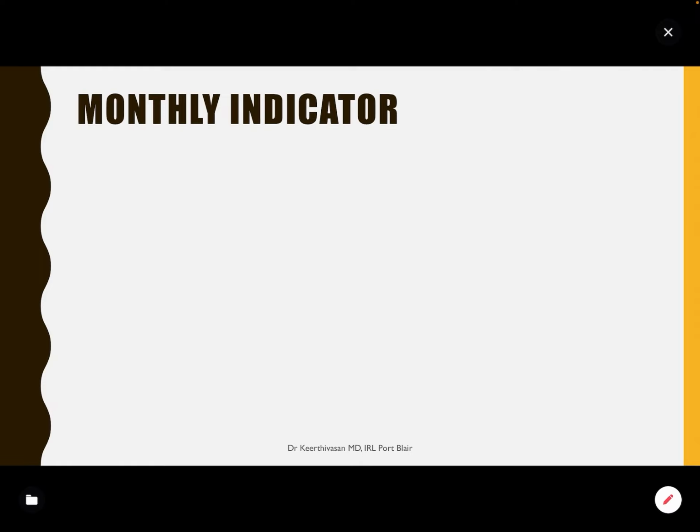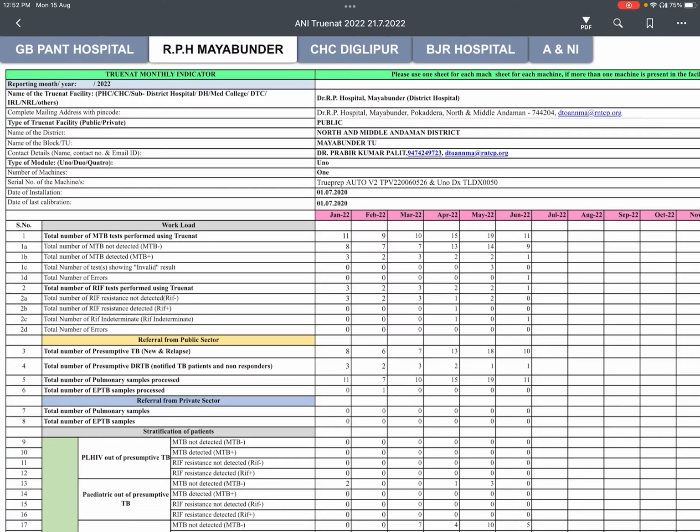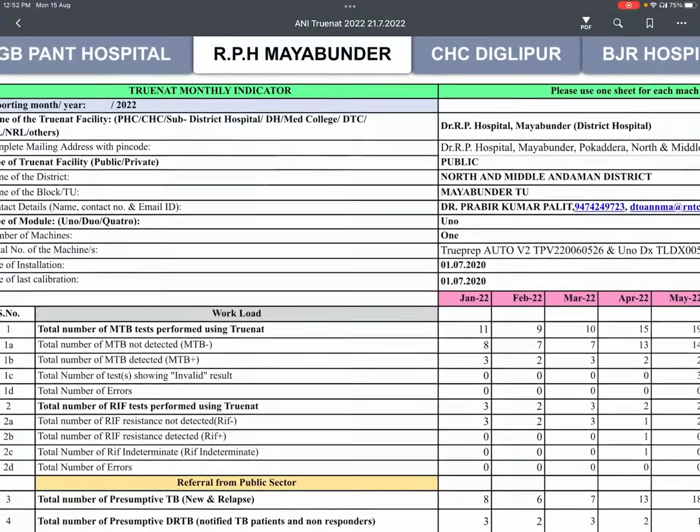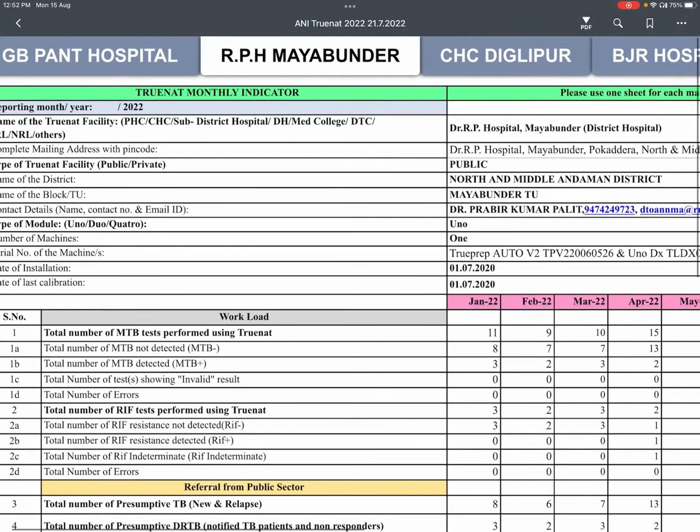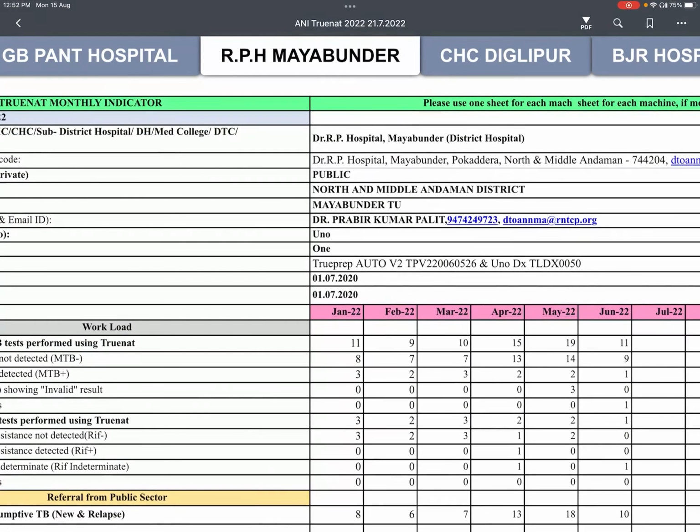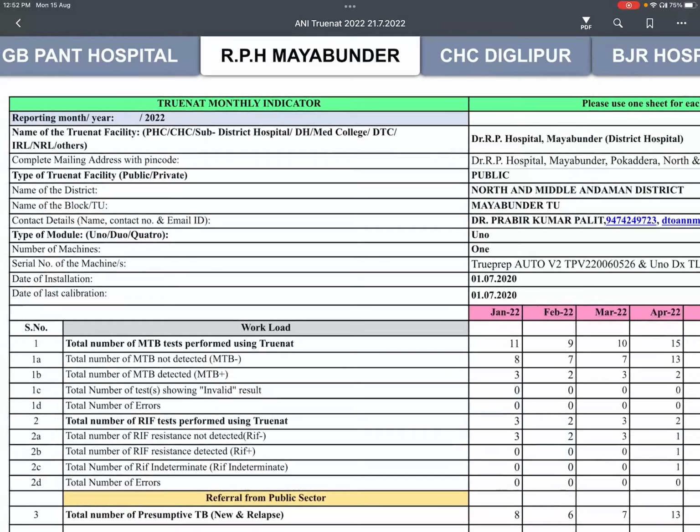Now let's see the TrueNat monthly indicator. How does it look? So here is an example of a TrueNat monthly indicator. This is from RPH Hospital Mayabandar. So here you can see the month and the year 2022, and the months January, February are written down.